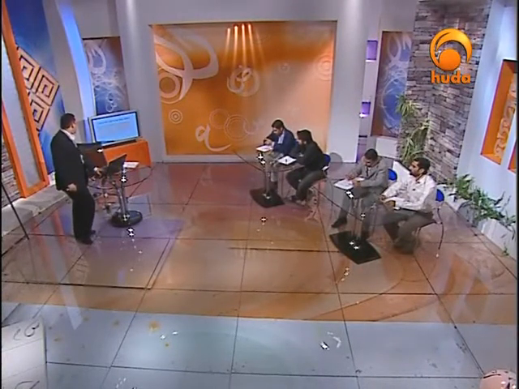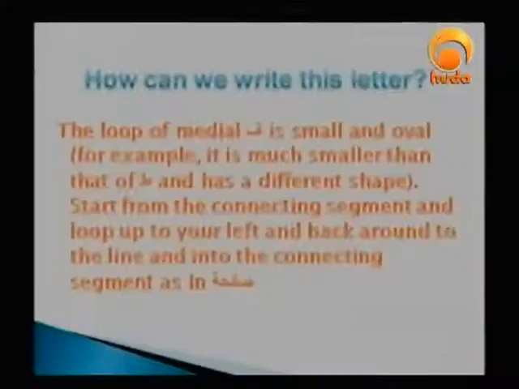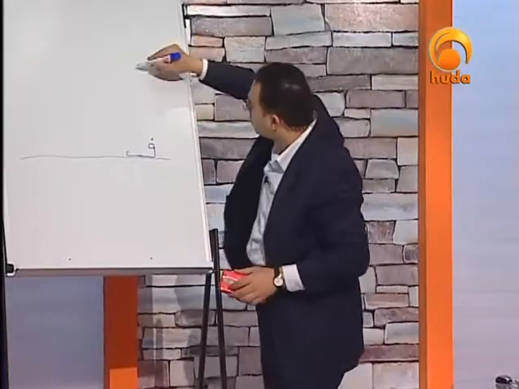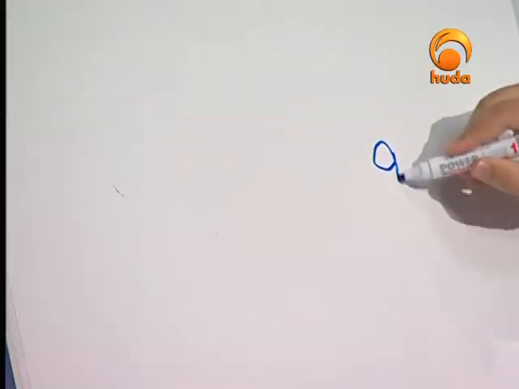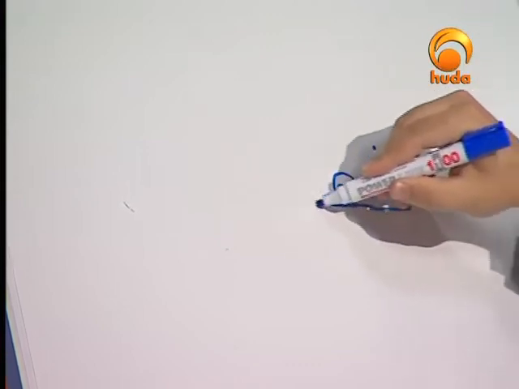Now, I would tell you that the loop of the medial fa is small and oval, for example. Let me just start here with the initial first. So I would write, for example, the word fat. I will start with fa here, then combine that with ha, and then we make that.